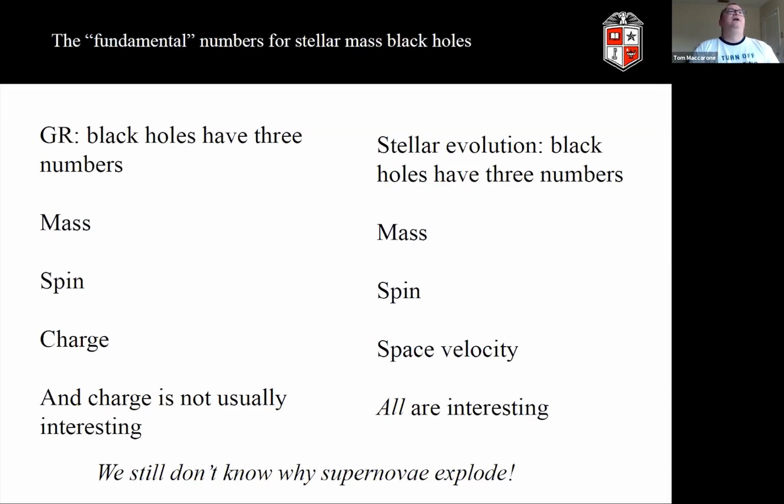All right, now let's talk about the fundamental numbers for stellar mass black holes. So if you talk to a relativist, they'll tell you that black holes are described by three numbers: the mass, the spin, and the charge, and that the charge is usually not interesting. But from a stellar evolution point of view, black holes have three numbers again. If you want to think about what measurements that you can make of a black hole now tell you about the evolutionary history of the progenitor star that produced it, it's the mass, the spin, and the space velocity, right? And all three of these are interesting, right?